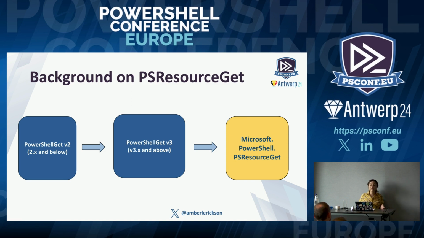PSResourceGet is a rewrite of PowerShellGet. So for a little bit of context, PowerShellGet versions 2.x and below, we actually refer to as PowerShellGet v2. PowerShellGet versions 3.x and above is actually a completely different module with the exact same name. And this is a compatibility layer that's meant to map the syntax of PowerShellGet v2 with the underlying functionality of PSResourceGet. This module is meant to be a transition tool to help users who have scripts in the PowerShellGet v2 syntax quickly use the functionality of PSResourceGet.